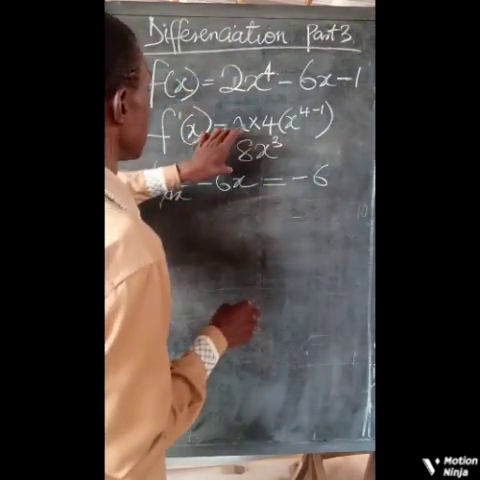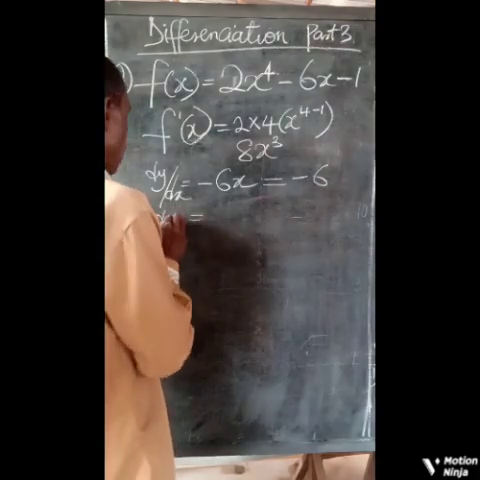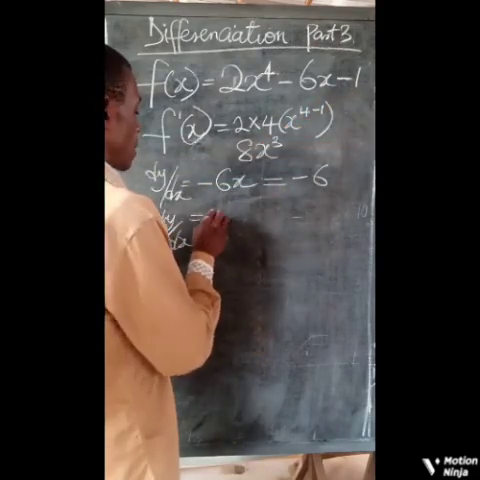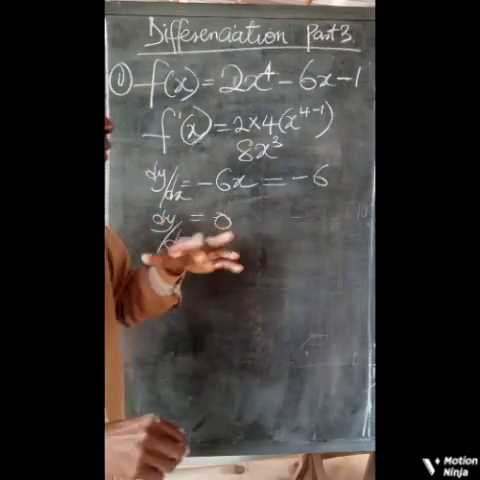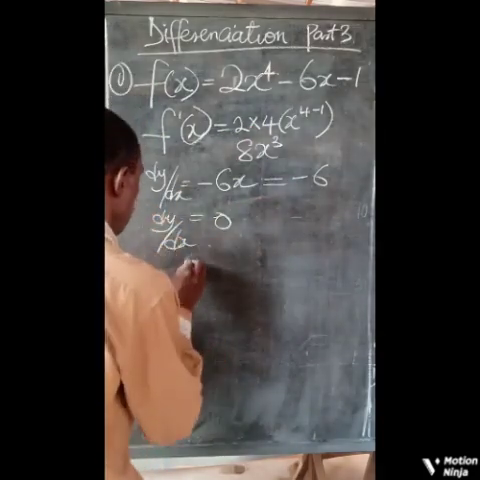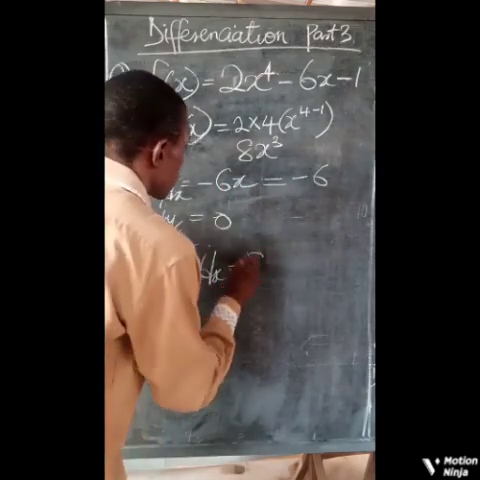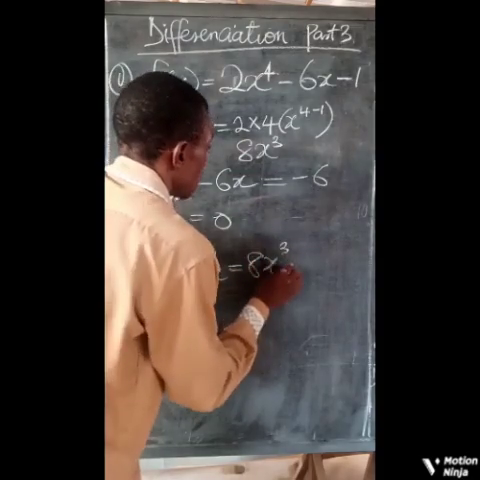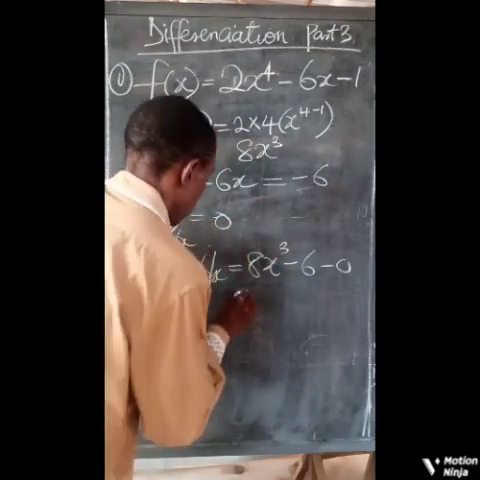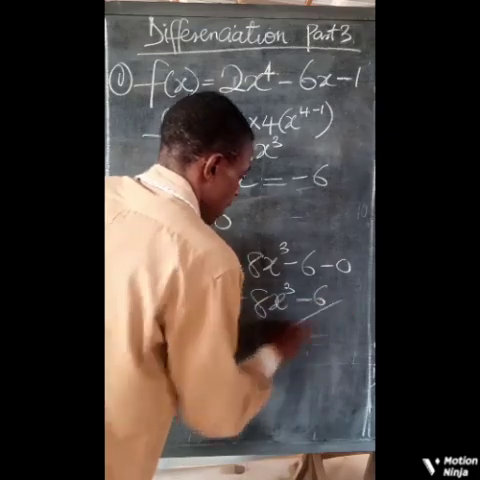Then we said before that the derivative of 1, a constant, is 0. 0 has no sign, whether plus or minus. Now let's bring the three concepts together. We now have dy/dx equal to 8x to the power of 3, then minus 6, then minus 0 as the case may be, but at the end of the day you're having 8x to the power of 3 minus 6. So that's your final answer.